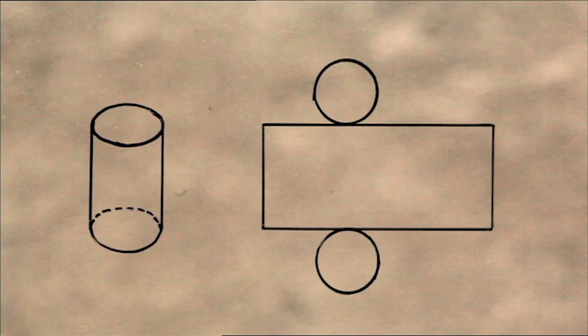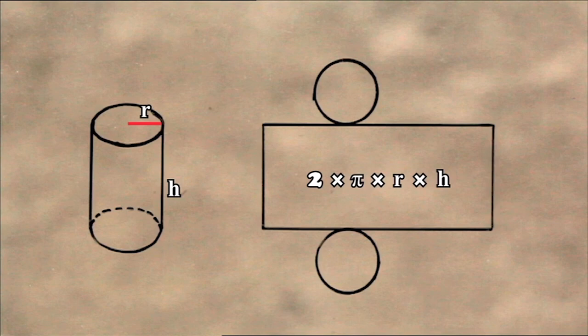The 2 bases of the cylinder are circles. Let r be the radius of the circle and h be the height of the cylinder. To find the surface area of the cylinder, we can cut the cylinder and lay it flat as shown in the figure. The curved surface of the cylinder gives a rectangle. Its length equals the circumference of the circular base, that is 2 times pi times r. If width equals height h, then the curved surface area of the cylinder equals 2 times pi times r times h. In other words, 2 pi rh.